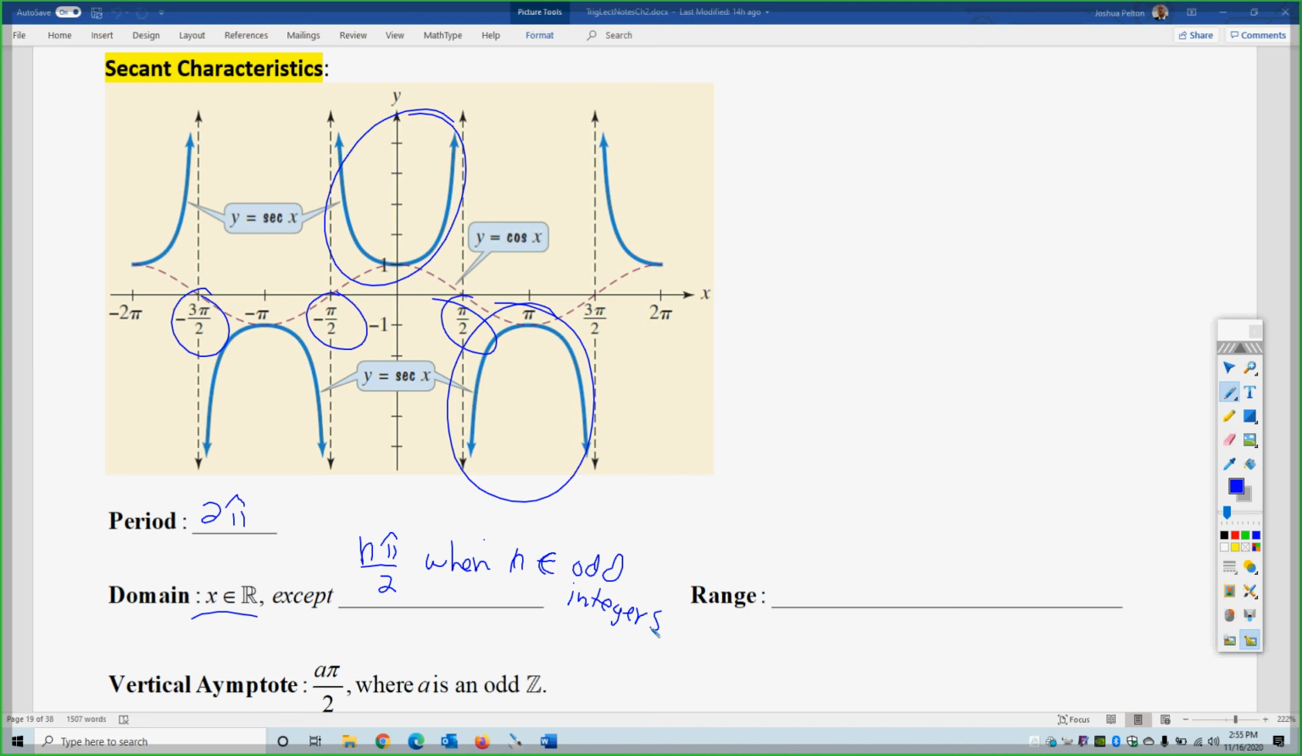You don't want the even numbers. And negatives, of course. And the range is negative infinity to negative 1, union positive 1 to infinity. Because the top half is 1 to infinity. The bottom half is negative 1 to negative infinity. Okay? That's the end of this part.